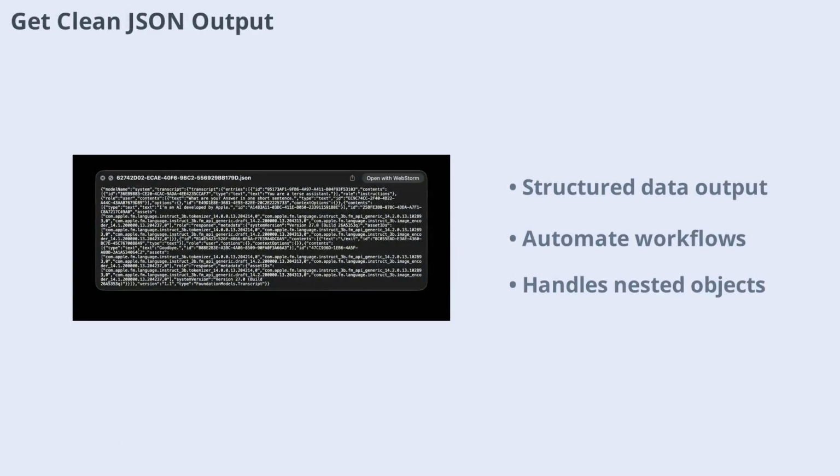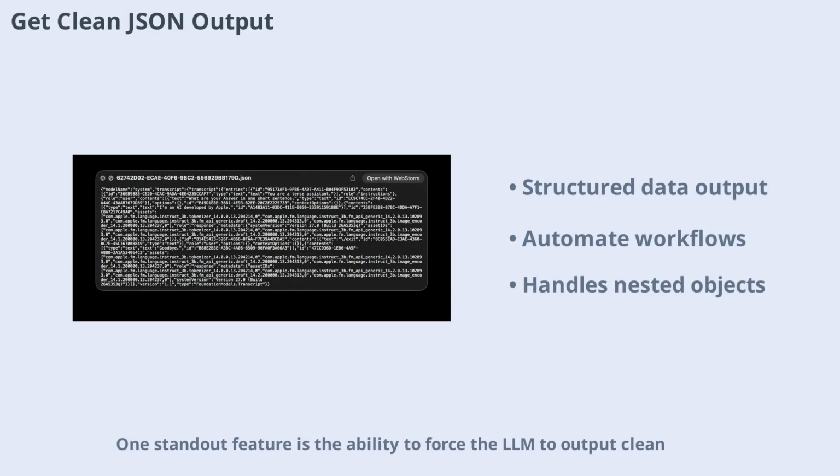One standout feature is the ability to force the LLM to output clean, structured JSON. This is a game changer for anyone who works with data. You can extract contacts from emails, pull line items from receipts, or tag notes, all with reliable JSON output. The model can even build the schema for you, handling nested objects and arrays. This makes it easy to automate data processing tasks and integrate AI into your scripts.